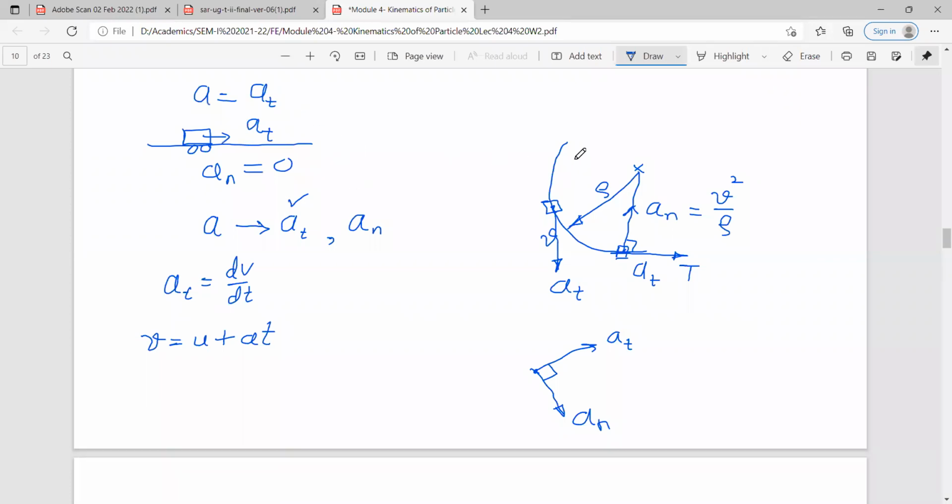Okay. But when a particle moves along a circular path, that time it has two components, remember. One is tangential component, which is in the direction of velocity, and another one is normal component, which is perpendicular to that. If you want to find out the total acceleration, then one can easily find it from its components. We know that angle between them is 90 degrees, so I can vectorially add them.